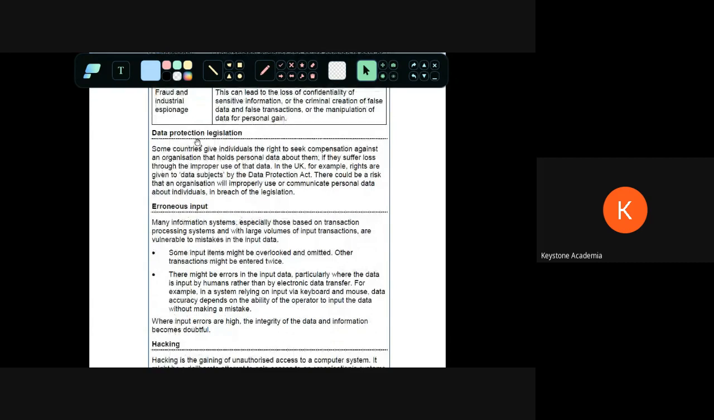So data protection legislation has now come, as per your data protection act, that you cannot give any data to anyone. You cannot sell the confidential data, the personal data you hold of your clients. That comes under your data protection act. Have you heard about GDPR?